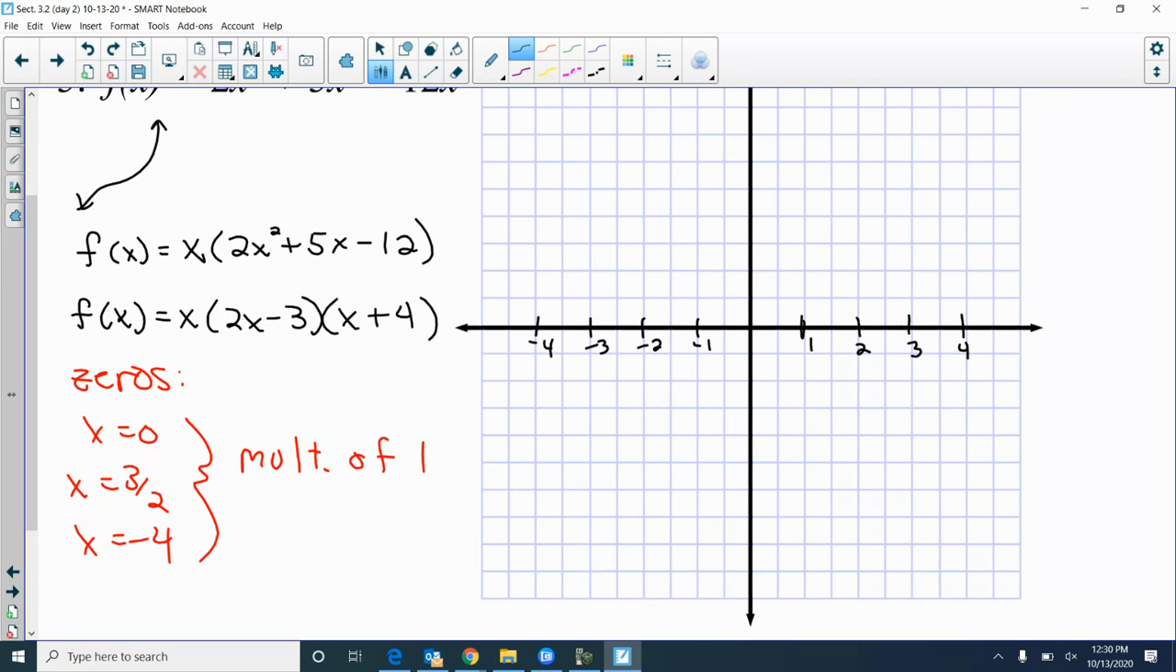And then what do I got? I got negative 4 is one of my roots, 0 is one of my roots, and 1.5. And we know it goes from low to high, and every one has a multiplicity of 1. So we're going to go straight through each root, straight through. Okay, that's given the equation.